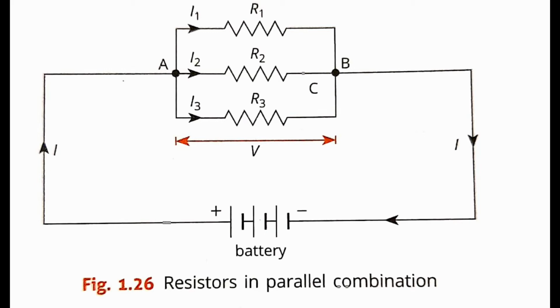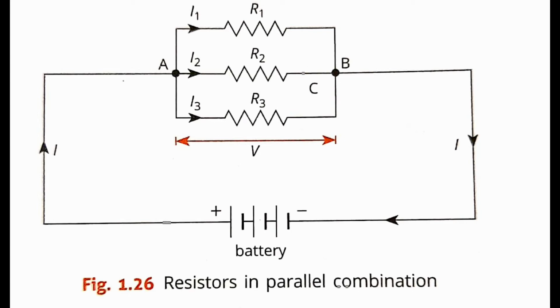When the resistors in a circuit are connected in parallel, all the resistors have the same potential across them. Different amounts of current flow through each resistor, but the sum of the current flowing through all the resistances is equal to the total current flowing in the circuit.